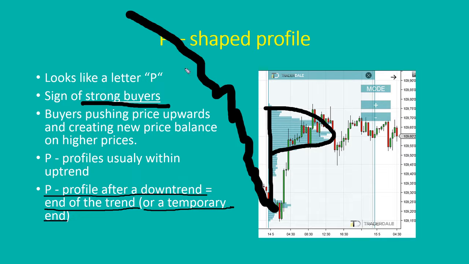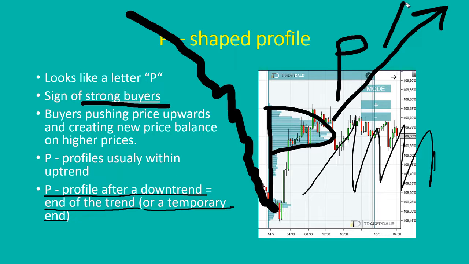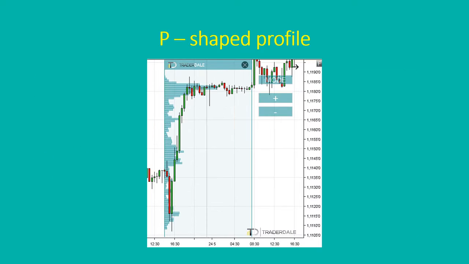So when there is a downtrend, then there is a P-shaped profile, the price is likely to start rotating, or it could reverse and go upwards, creating new P-shaped profiles. All right, one more picture of the P-shaped profile. As you can see, buyers are pushing price upwards, and then there's a rotation. A new balance is formed in here. All right, so this is another P-shaped profile, a sign of strong buyers.